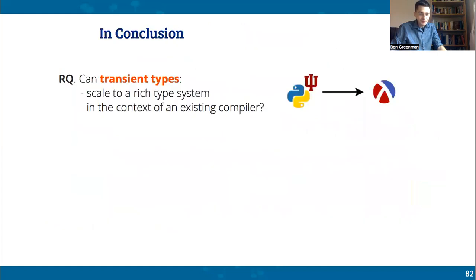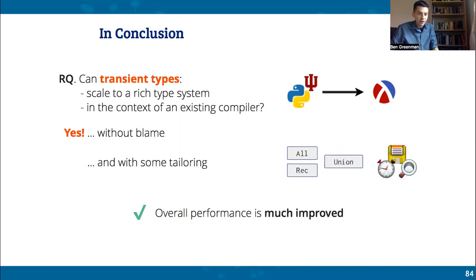Now, to wrap up, we had asked, can we have transient types move over to Typed Racket? Can we scale them to a rich type system? And can we do so without throwing out big parts of our existing compiler? And the answers to both are yes, as long as we're willing to go without blame. And for us, that's totally fine because you can always switch back to the guarded types, and then you have precise blame information for those. And also, we needed to do a bit of engineering as well to make sure that Transient worked out for Typed Racket. But I'm happy to say the experience worked out. Overall performance is much improved, and we're glad to recommend Transient going forward.